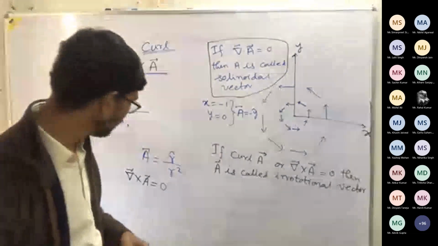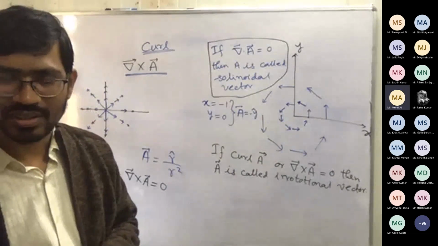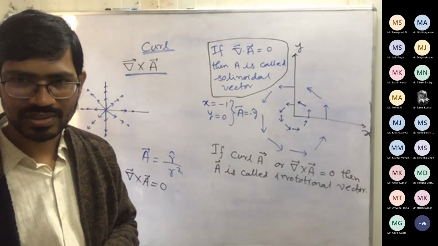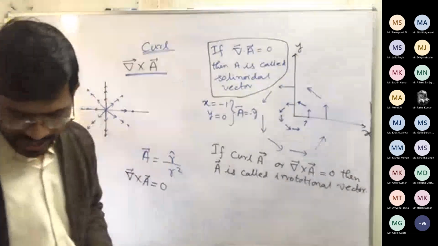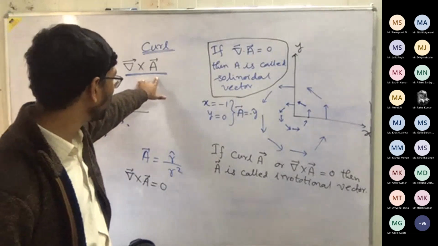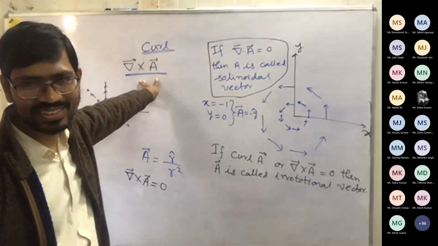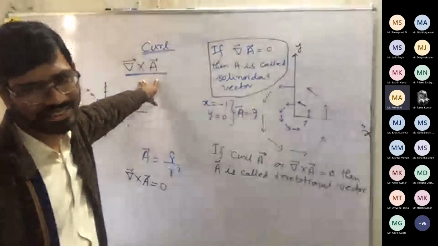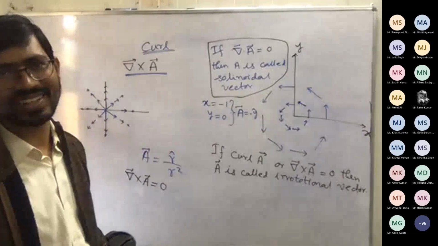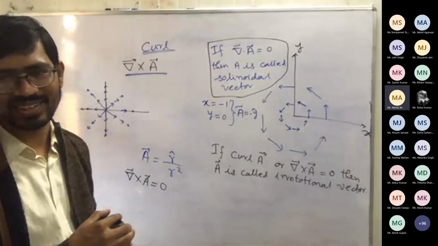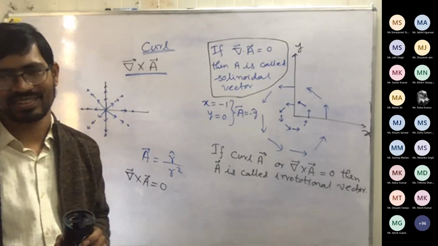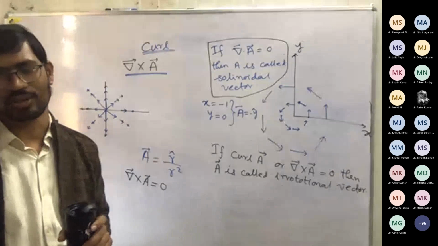Sir, I didn't understand how to determine the direction of the curl resultant vector. Direction of curl. As I said, it is obvious that it will be perpendicular to A. Now, is it upward or downward? Then you have to apply some convention.